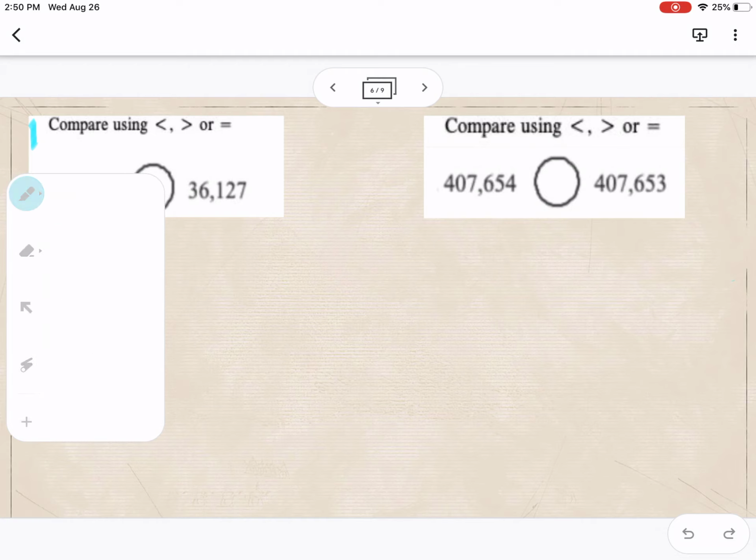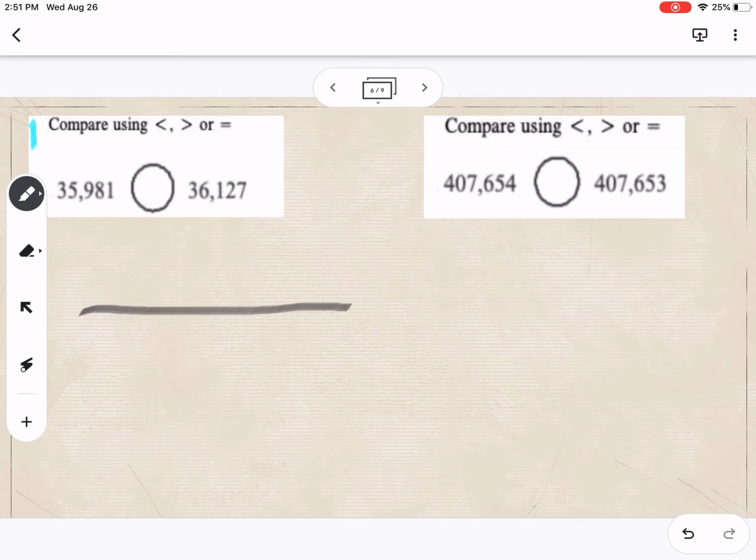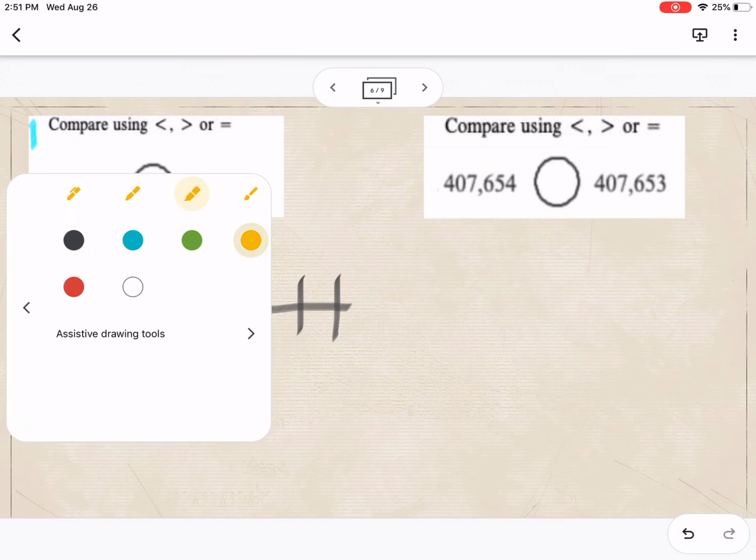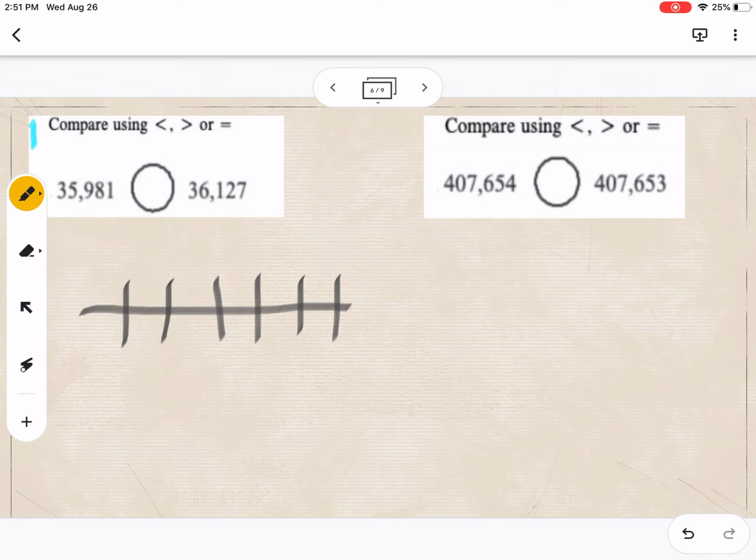Let's take a look at question 2 from the formative assessment. So question 2 asked us to compare the following numbers. 35,981 and 36,127. Mr. Ornelas taught us when comparing numbers, it's a good idea to make a quick grid. It's a good strategy for us to use. So we will do that now, and we will write our numbers in that grid.